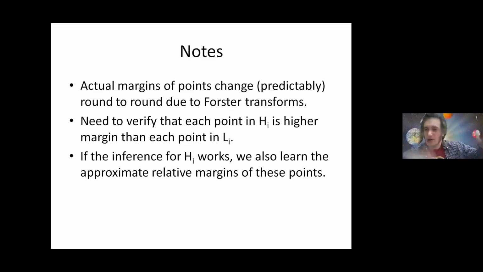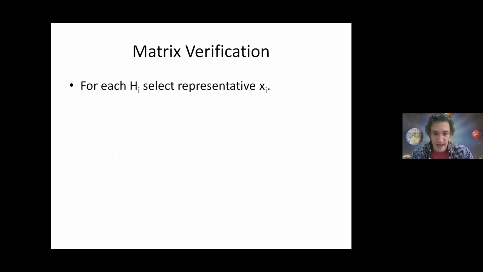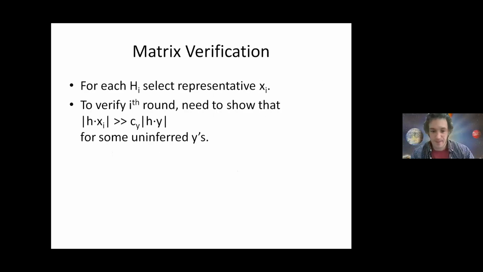Because margins change round to round, really we can say that we learned approximations to the relative margins of all of those points in HI. And so here's a way to set up the thing that you need to do to verify that all of these inferences were correct. For each set HI, I can select a representative point Xi. And if I want to verify that the ith round was inferred correctly, I need to verify that this margin h dot xi is bigger than some constant times the margin h dot yi for some of these uninferred points yi, these points yi that were in this set L of low margin points.